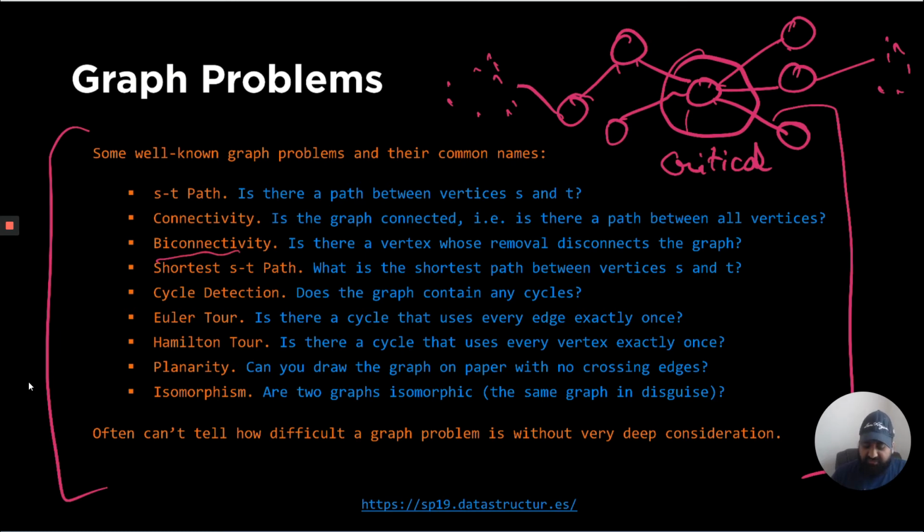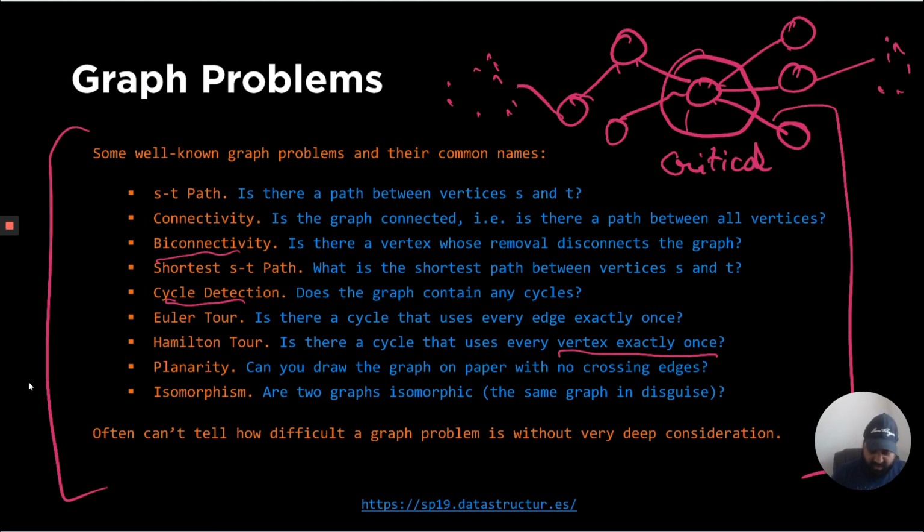The next one is single-source shortest path, which is, what is the shortest path? That's again Dijkstra's algorithm. Cycle detection is another problem: does this graph have any cycles? There are a few questions on cycle detection as well. The next one is Euler tour. Is there a cycle that uses every edge exactly once? And Hamilton tour is the same problem, but in this case, is there a cycle that uses every vertex exactly once, instead of just edges.